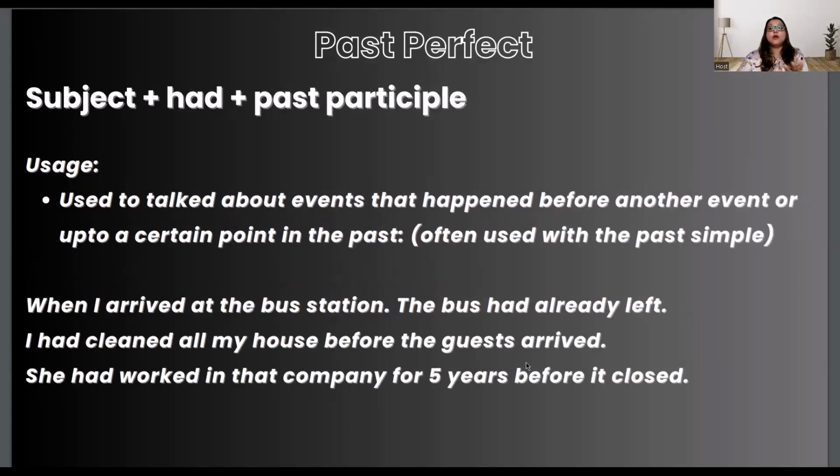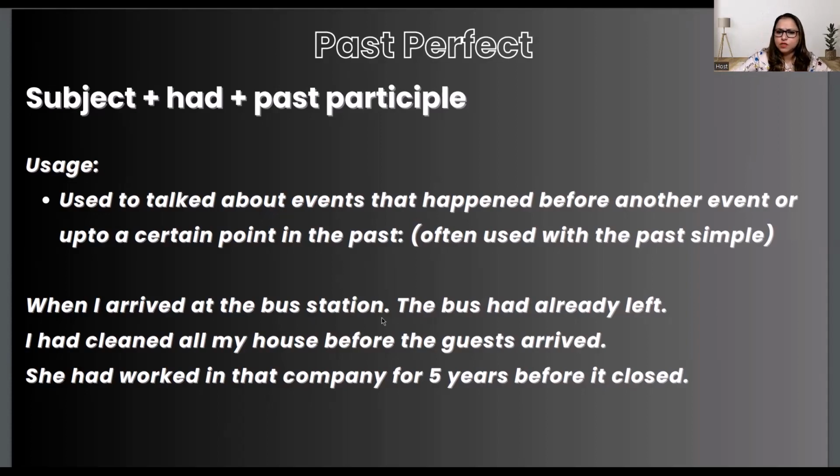Now, past perfect. We use past perfect to talk about events that happened before another event, up to a certain point in the past. It is often used with the past simple, and is followed by past simple. The structure of past perfect is subject plus had plus past participle.